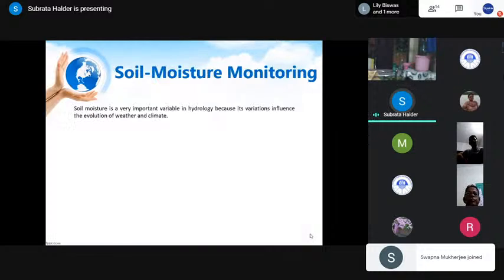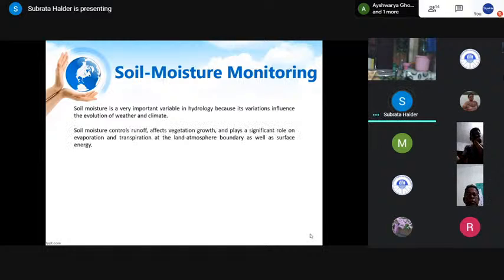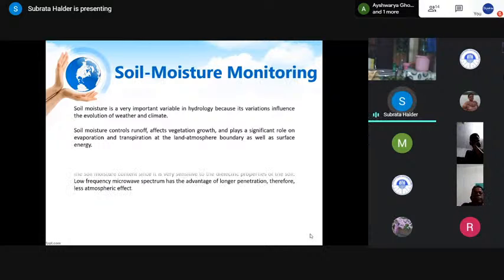Soil moisture monitoring. Soil moisture is a very important variable in hydrology because its variance influences the evolution of weather and climate. Soil moisture controls the runoff, affects the vegetation growth, and plays a significant role in evaporation and transpiration at the land surface boundary as well as surface energy.